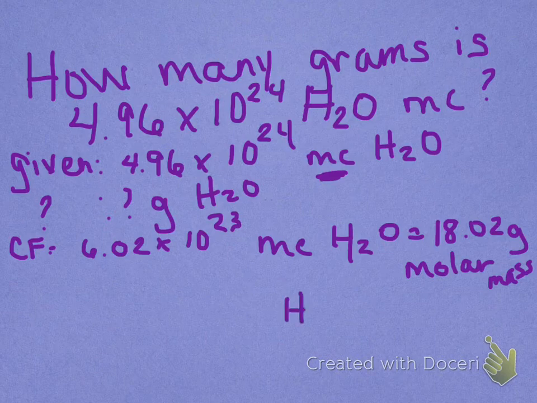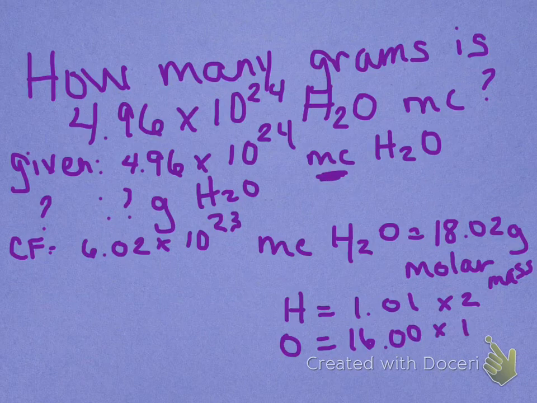If we look at the periodic table, hydrogen has a molar mass of 1.01. We have 2 hydrogens. Oxygen has a molar mass of 16.00. We have 1 of those. If we put that together, we get 18.02 grams per 1 mole of water. So we're going to plug this into our equation.